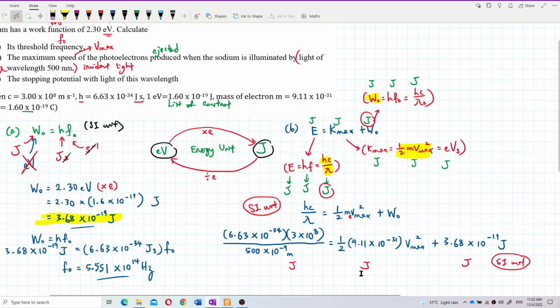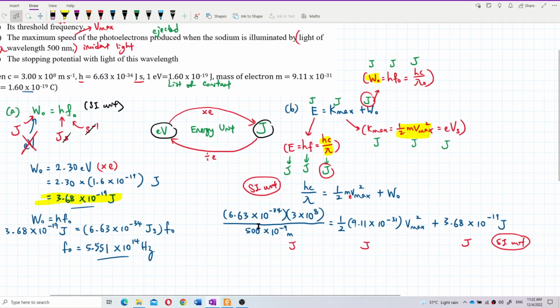Okay, so I think I can calculate. I just calculate this one first, step by step. 6.63 exponent negative 34 multiplied by 3 exponent 8, and then divided by 500 exponent negative 9. So this is 3.978 exponent negative 19 joule.